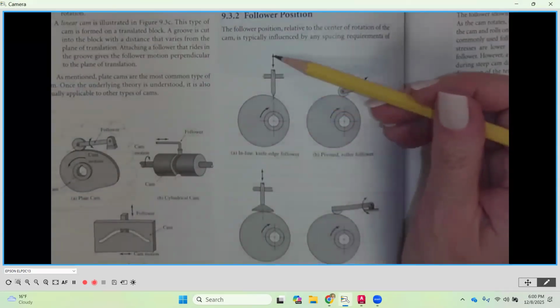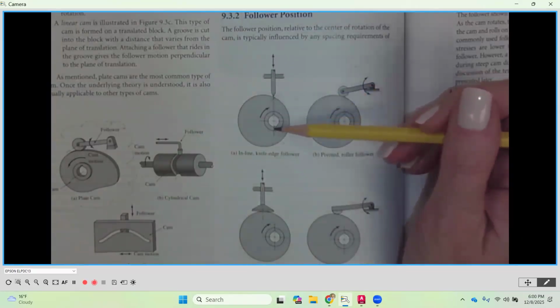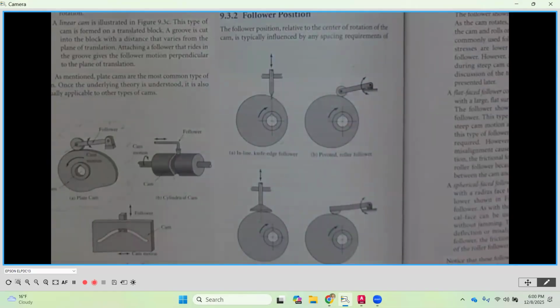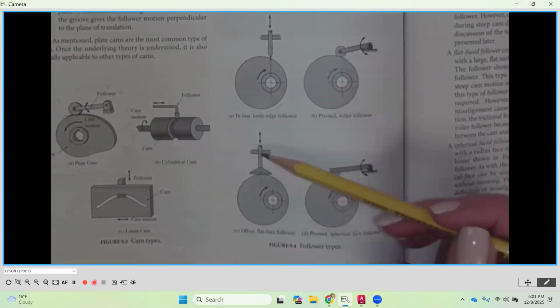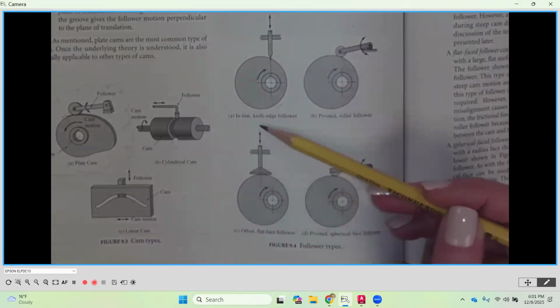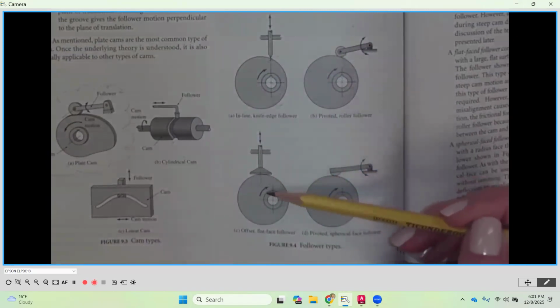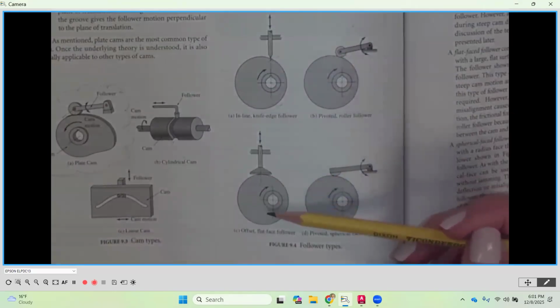Okay, it's just that the travel is going to be in line as we extend it down through the center of rotation. So that's an inline follower application. Offset is going to be what we see directly below. So you're going to notice that we have the center line of the travel here. And if we extend that down, it is not going to intersect with the center line of that cam. So this is going to be an offset distance, okay?